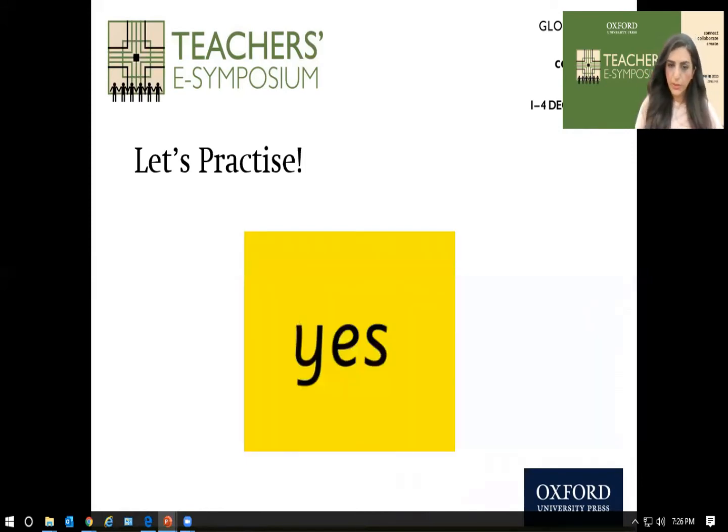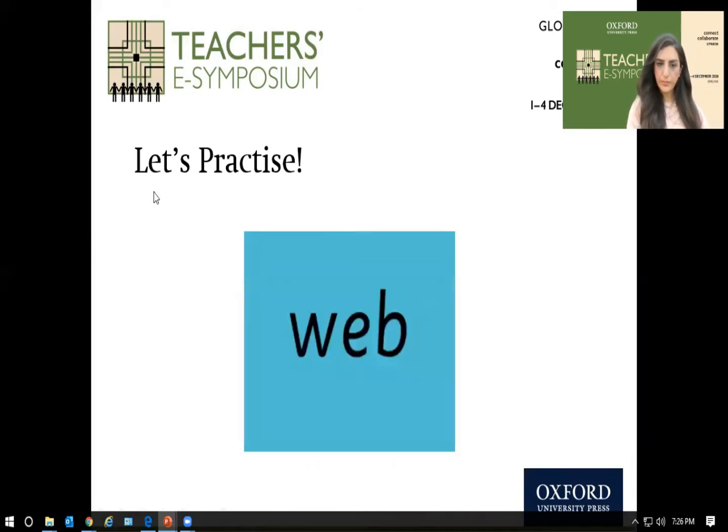Let's read another one. Can you identify how many sounds there are in this word? Okay, yes, great. 3 sounds. W, e, b, w, e, b, web.